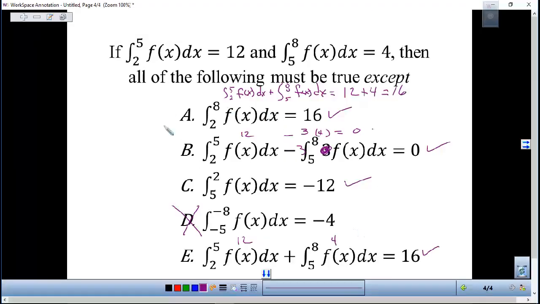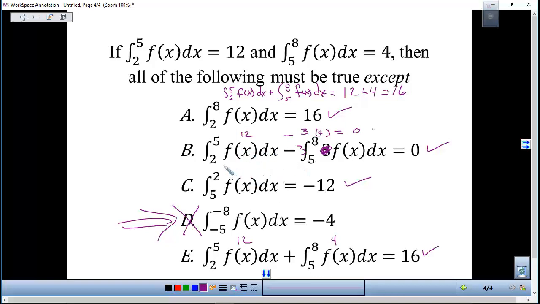All right, so here is the answer. The answer is D. D cannot be true. And we'll talk more about that in just a second, but let's talk about the other ones and see why they are. Well, this one, the integral from 2 to 8 can be broken up into 2 to 5 and then 5 to 8. Remember, we can add intervals. And that means we can break it up and do the integral from 2 to 5 of f of x dx plus the integral from 5 to 8 of f of x dx, which gives us 12 plus 4, which is 16. So that checks out.